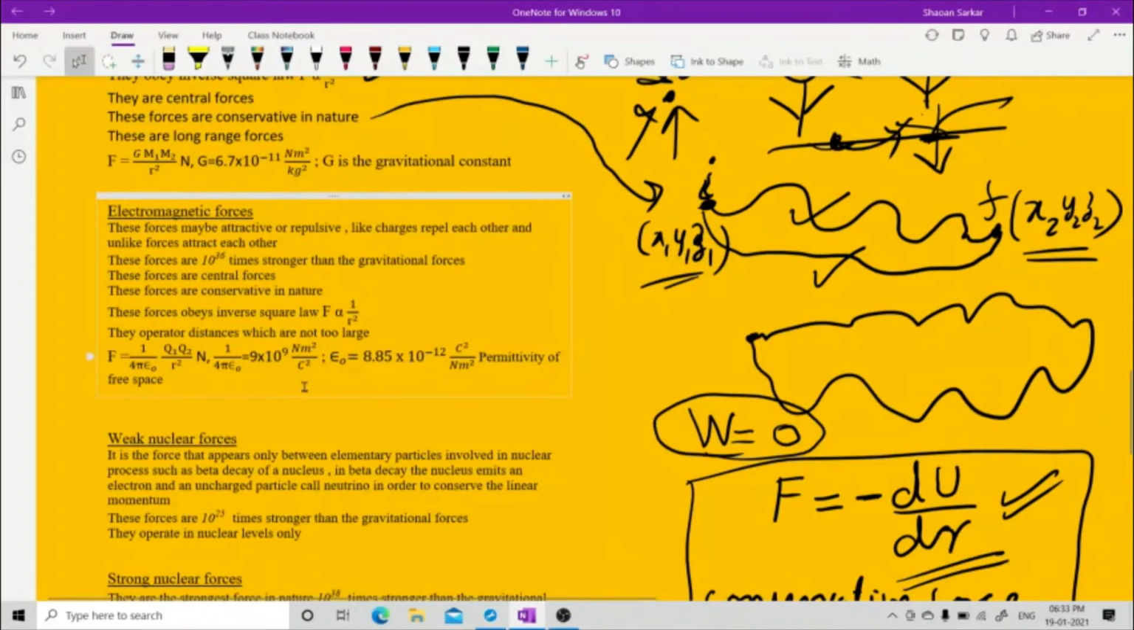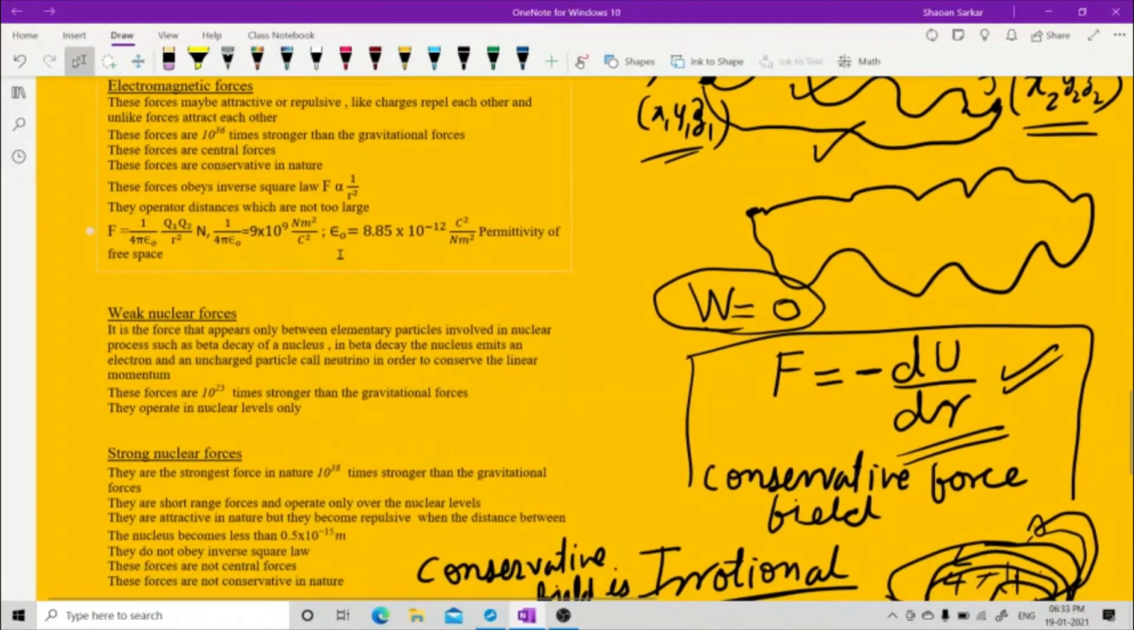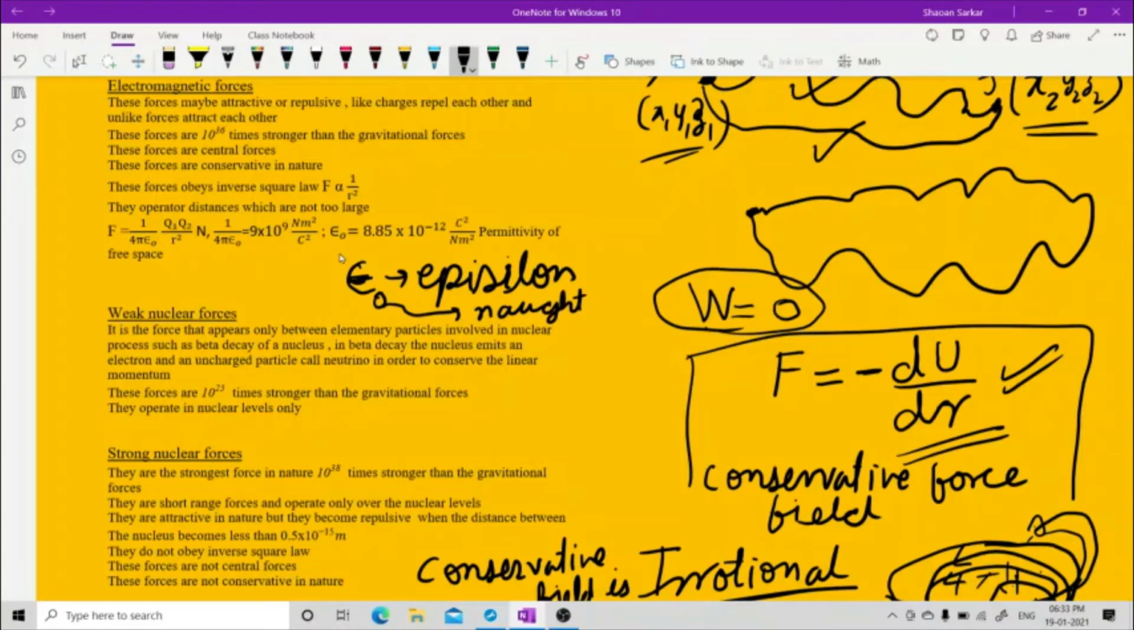Let me write it down. Some people may have some problem understanding what this symbol means, or may have forgotten. This is epsilon, and there is a naught here. You are going to write this as naught, pronounced N-A-U-G-H-T.